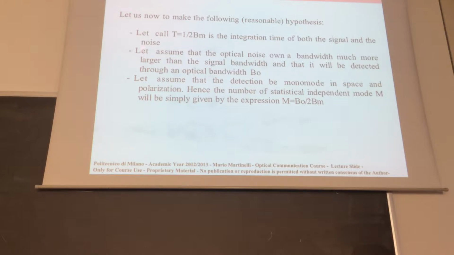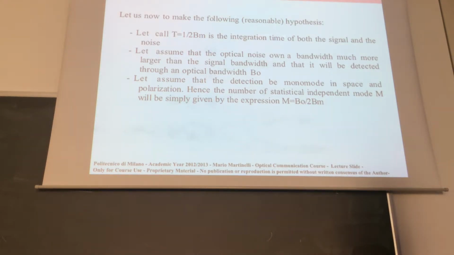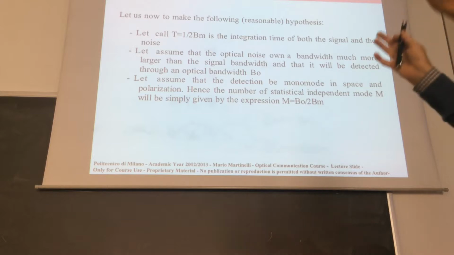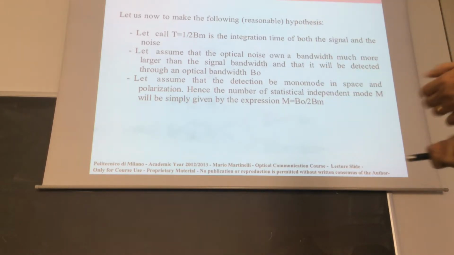So now let's call T capital 1 of dBm the integration time. Let's assume now that the optical noise presents a bandwidth much larger than the signal bandwidth, and that will be detected through the optical bandwidth below. That is, all the noise components enter with a bandwidth larger than the electrical bandwidth and cross the optical filter.